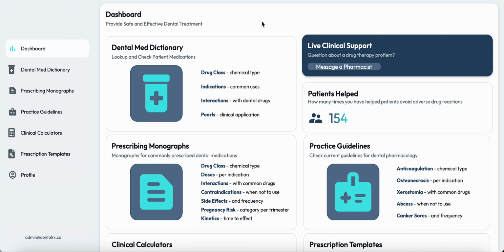So today we're going to be going through a patient case to showcase all the modules within the DentalRx platform. The patient case is theoretical, but something that you guys might see in your clinics once in a while. So we have a 91-year-old female with a history of mechanical heart valve replacement and renal disease.